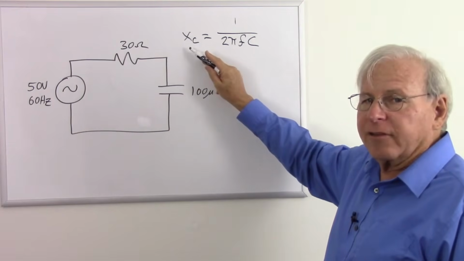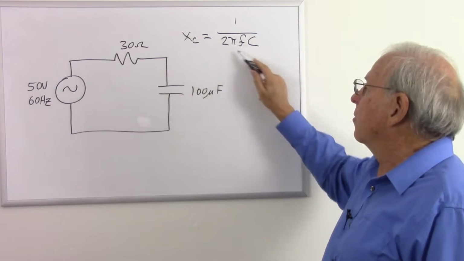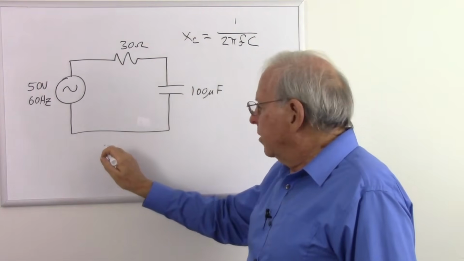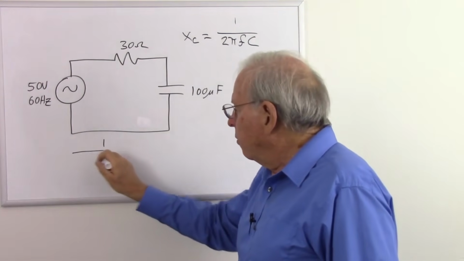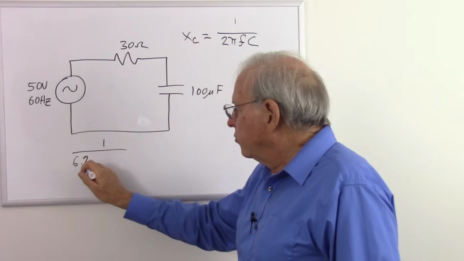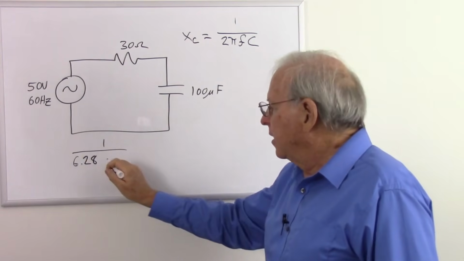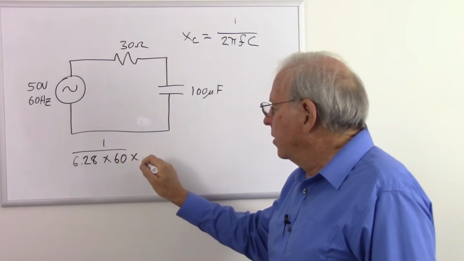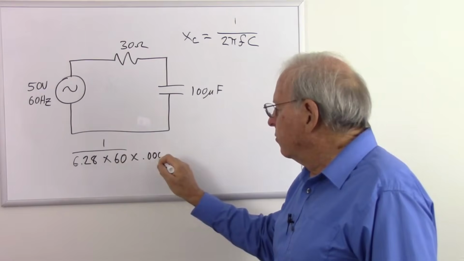So to calculate the capacitive reactance, we need to take the reciprocal of these terms. So what we're going to do is take 1 over 6.28 times 60 times 0.0001.